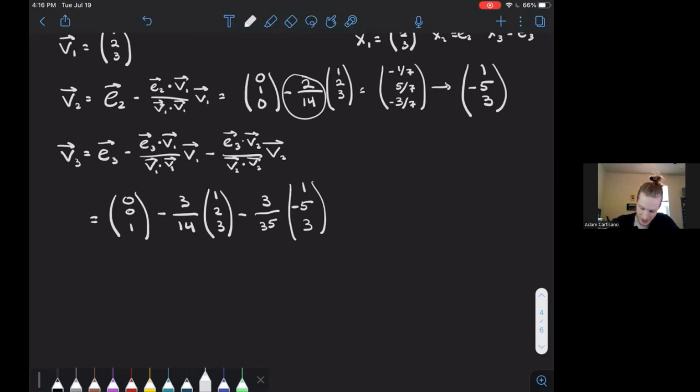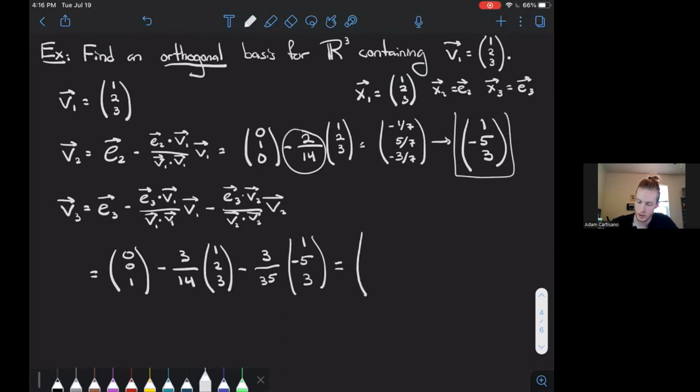Okay, great. By the way, when you're rescaling, like we did here, make sure that's the last thing you do. You have to do the vector subtraction first. You can't compute the projection, then the perpendicular component, and scale in the middle of that computation. You can only scale at the end.